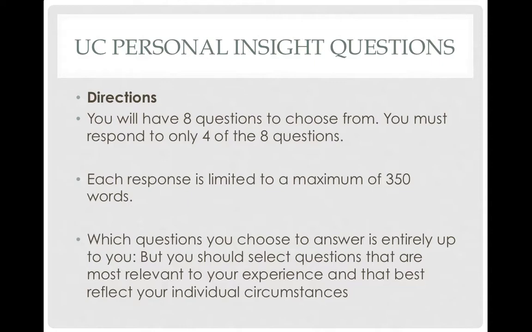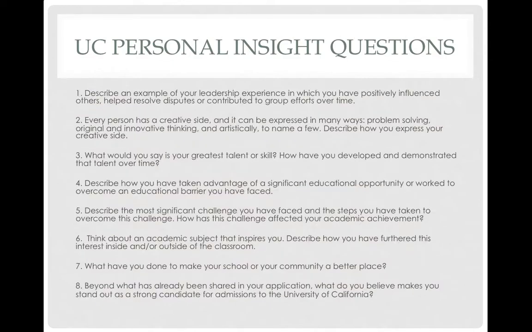Let's go ahead and dive into the UC Personal Insight questions. So you do have 8 questions to choose from, and you can only respond to 4 of them. It doesn't matter which 4, but they are short. You have a maximum of 350 words. So it's really important that you take a look at those questions and think, what is something I can answer in those questions that is different from my application, that speaks to me as a person, and lets the reader know something more personal or intimate about me. You can even ask your friends and your family, what is something that someone has to know about me that's just beyond the classes and everything else that I do?